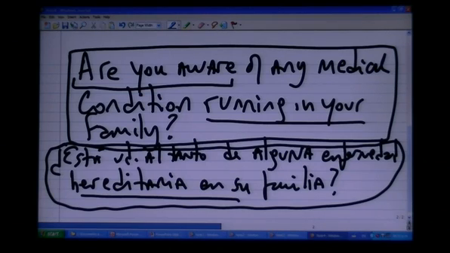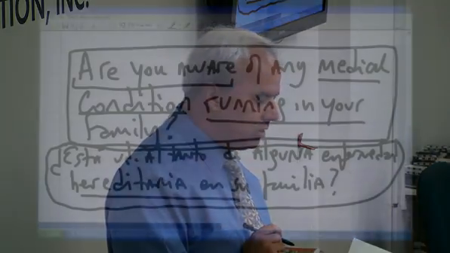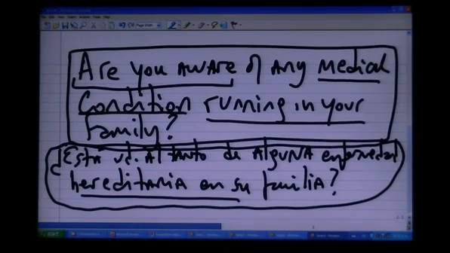Now there is another one. Yes, you can use sabe usted, miss. Absolutely. You can say sabe usted, está usted enterado, está al tanto. There are terms that don't change the message, and you can pick whichever you feel comfortable with. But in this block, there are two very important words. Medical condition running in your family. That phrase, enfermedad hereditaria en su familia, must remain the same. I don't want you to change it. That's fixed.